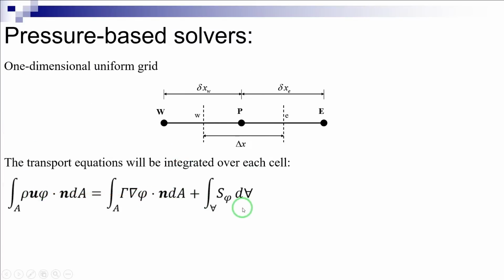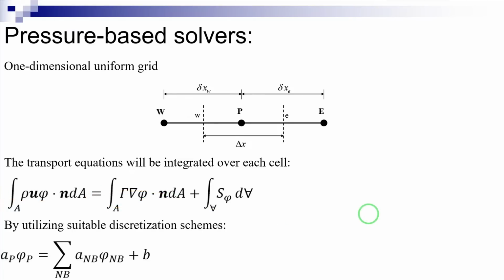Various discretization schemes have been proposed to convert these equations into algebraic equations. Therefore, by utilizing suitable discretization schemes, this integral equation can be approximated to an algebraic equation as shown here. Here, phi P is the value of phi in the cell P. Phi nb indicates the values of phi in the neighboring cells.